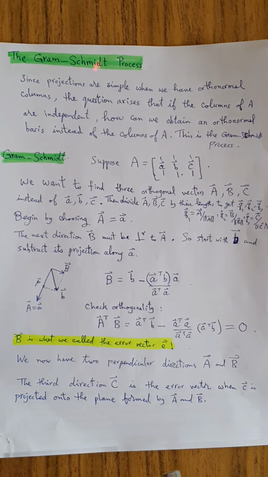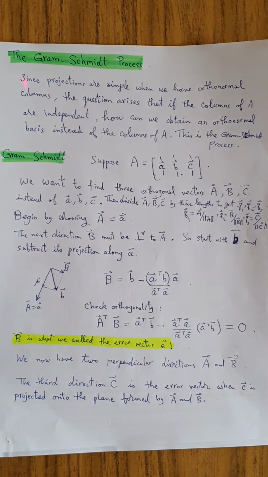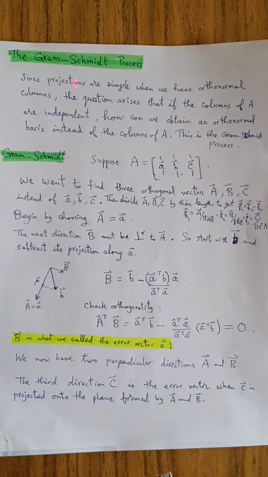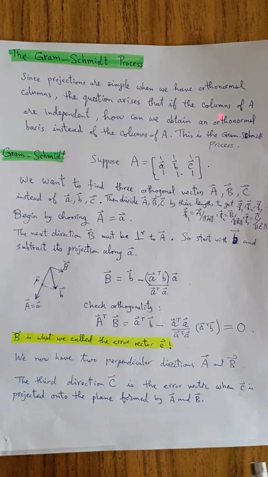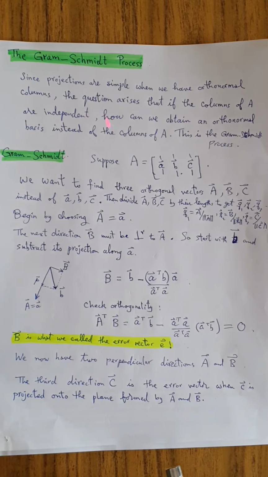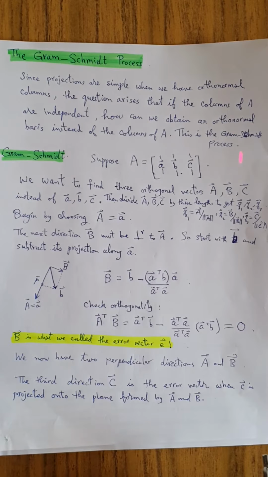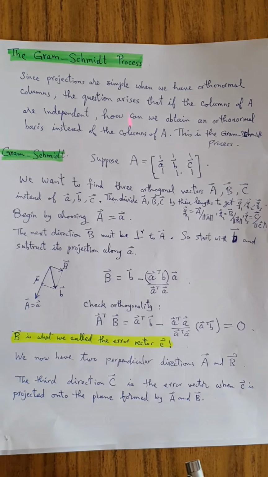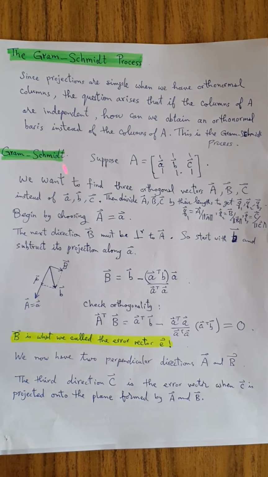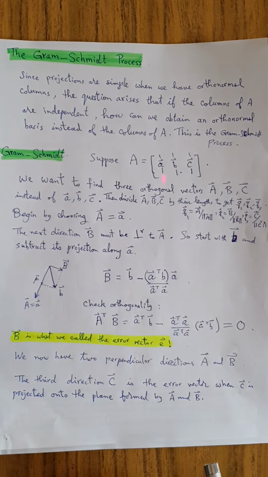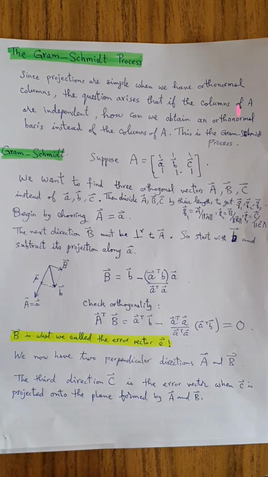Now we come to the Gram-Schmidt process. Since projections are simple when we have orthonormal columns, the question arises: if the columns of A are independent, how can we obtain an orthonormal basis instead of the columns of A? This is the Gram-Schmidt process.